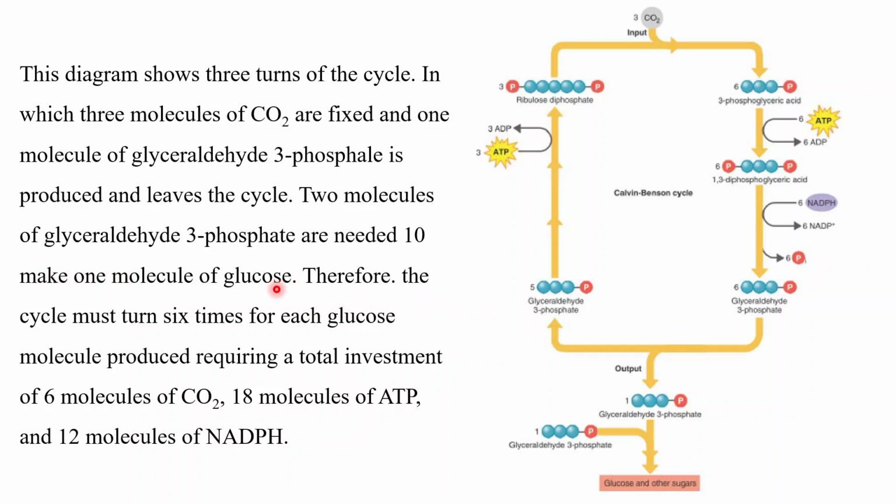And therefore the cycle must turn 6 times for each glucose molecule produced. So this part you should understand very clearly: how many CO2 are required, how many glucose molecules are being made, how many glyceraldehyde 3-phosphates are required to make a glucose molecule, and how many ATP and NADPH are utilized. These things you have to understand very clearly.